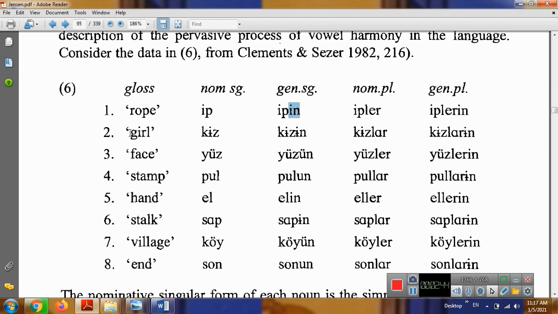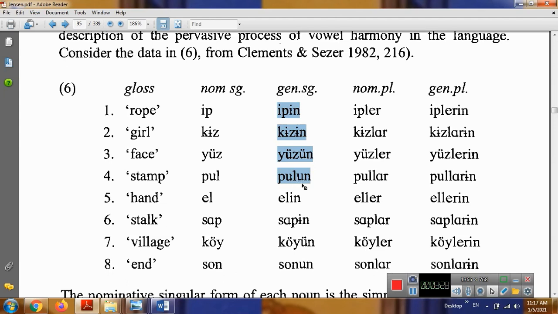And for another word, which means girl, we pronounce it as kız. We have kızın. Here we have a different type of affix. And for face, which is yüz, we have yüzün. It stands for ü. Stamp, which is pul, we have pulun. If you pay attention here, we have four types of affix: in, ın, ün, un, which come with different words.